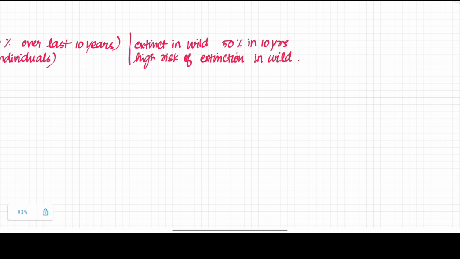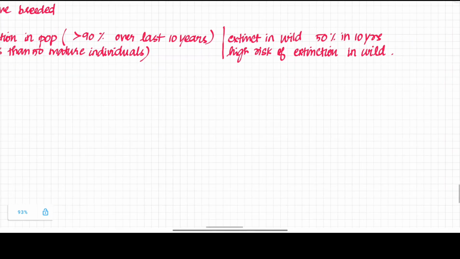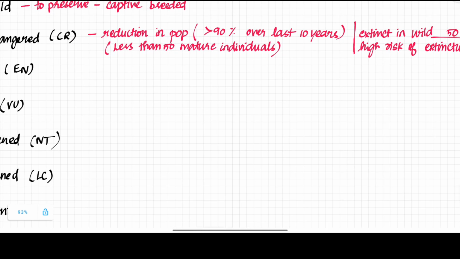So we are ignoring captive breeding and the numbers in captive breeding. Only in the wild, it should be greater than 50% in 10 years, and it is having a high risk of extinction in the wild only. In general, if we are considering more than 90% extinct over the last 10 years, and it is having not less than 50 mature individuals.